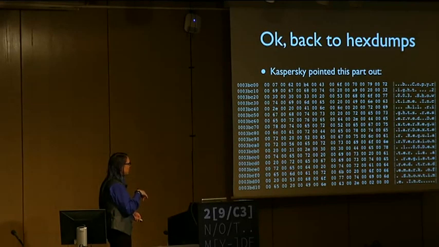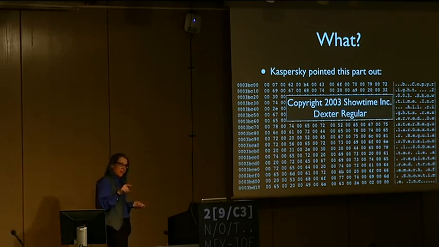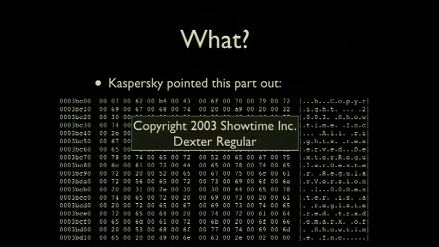So, one of the first things Kaspersky pointed out back when this was big news, and is dead obvious when you look at the strings in this thing, is that the names table in the font is where you put the copyright information and stuff. And this particular font, for some reason, claims that its name is Dexter Regular, Copyright 2003 Showtime Inc., which is apparently a reference to a television show. Nobody knows why.